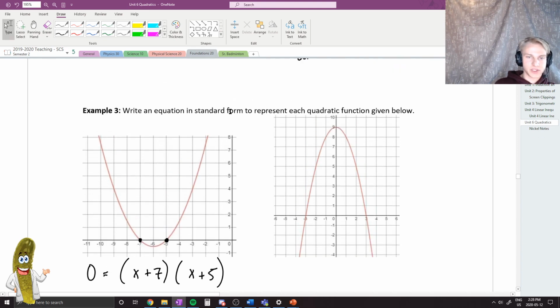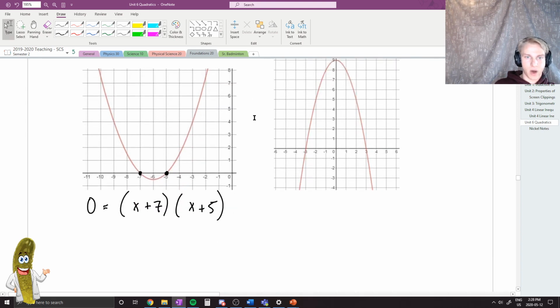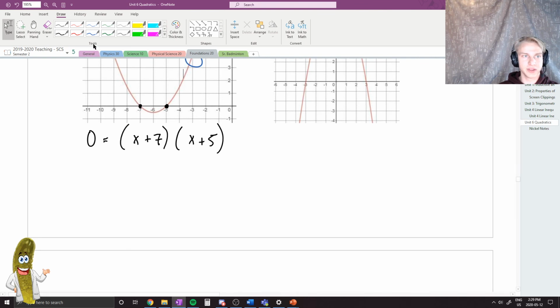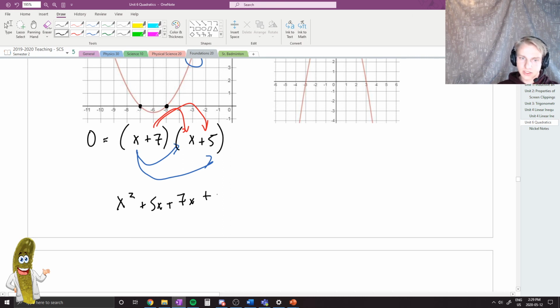And then what we don't know is what this y point will be here. But what we'll do is we'll pick a test point and we'll check to see if, in fact, when we plug the value in, it ends up working. So we'll pick that test point there. But what I would do is I would FOIL this out. So I'd go x times x, x times 5, and then 7 times x and 7 times 5. So what I'd end up with is x squared plus 5x plus 7x plus 35, and that's equal to 0.